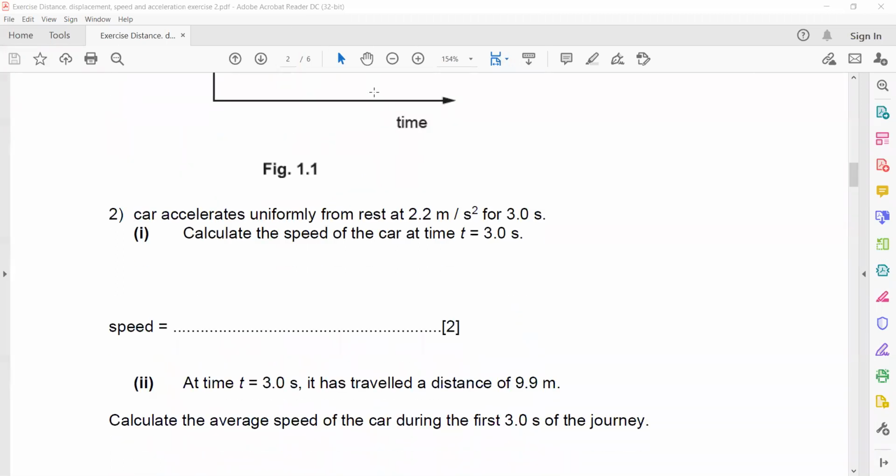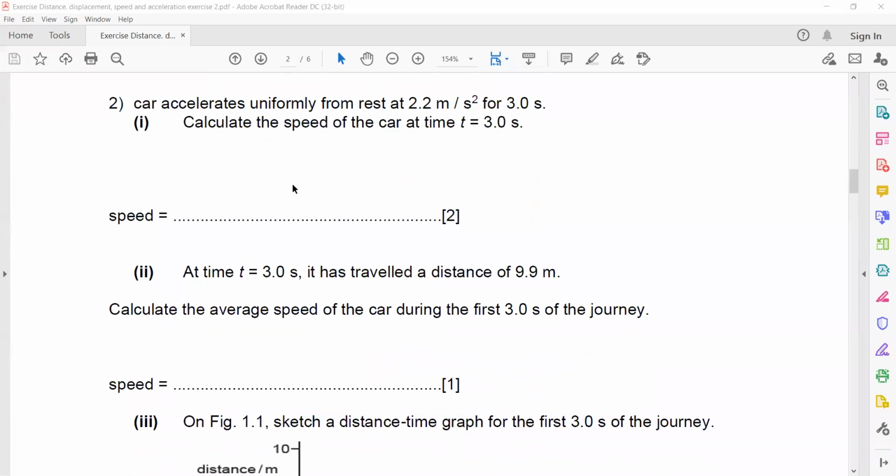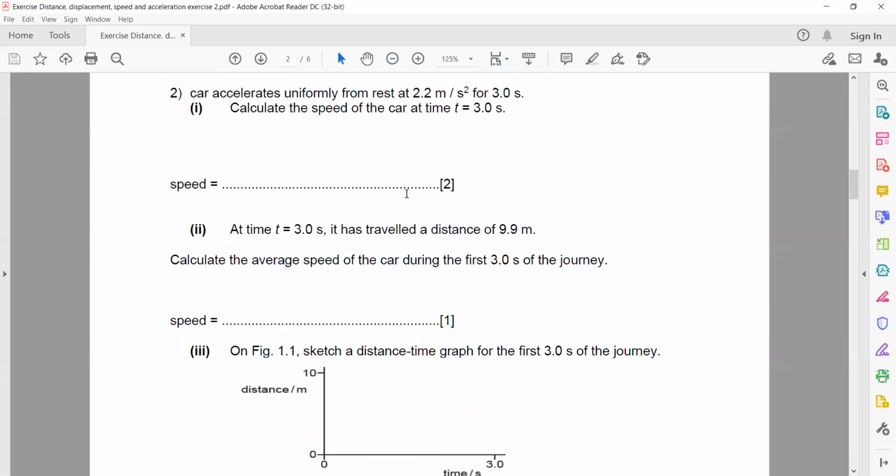For question 2, a car accelerates uniformly from rest at 2.2 meter per second square for 3 seconds. Calculate the speed of the car at time equals 3. So basically, after 3 seconds, we have to calculate the speed of the car. They mention a car accelerates uniformly from rest. If something starts from rest, the starting speed is 0.